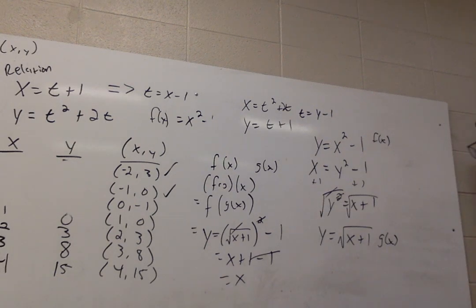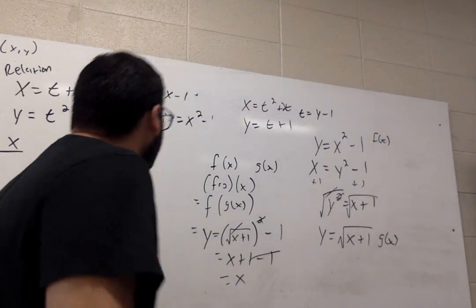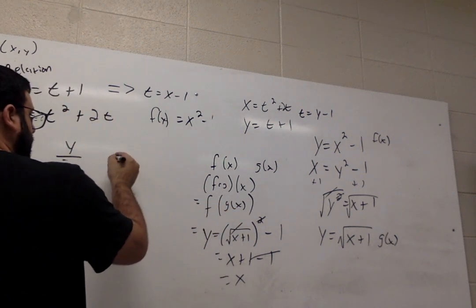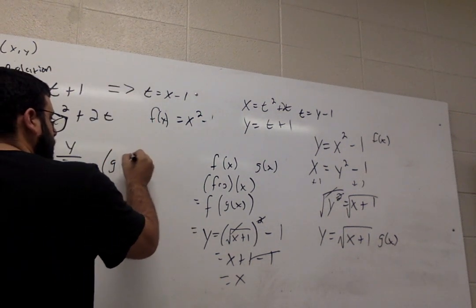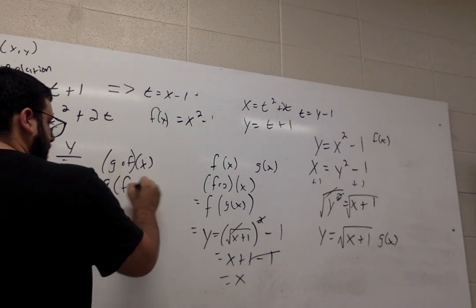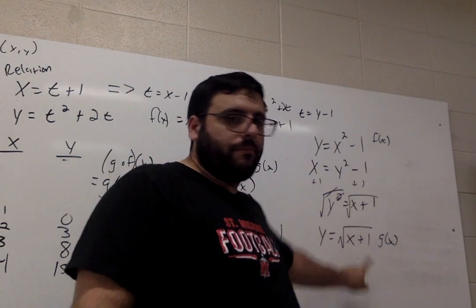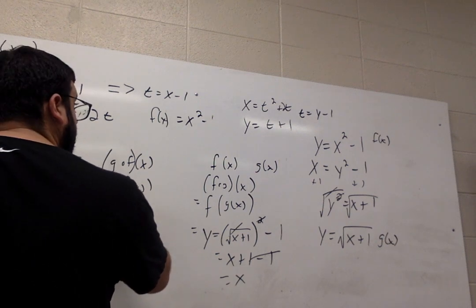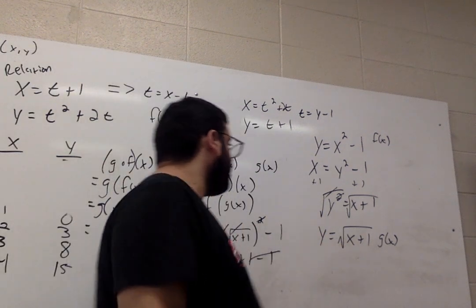What happens if I go the other way around? I'm going to do it on this side. What happens if, instead of plugging g into f, I wanted to plug f into g? That's called g of f, so that's g of f of x. So this time I'm going to take this function and plug it into this x right here. So let's see what happens. That's g of x squared minus 1. So I'm going to take x squared minus 1 and substitute it in here.